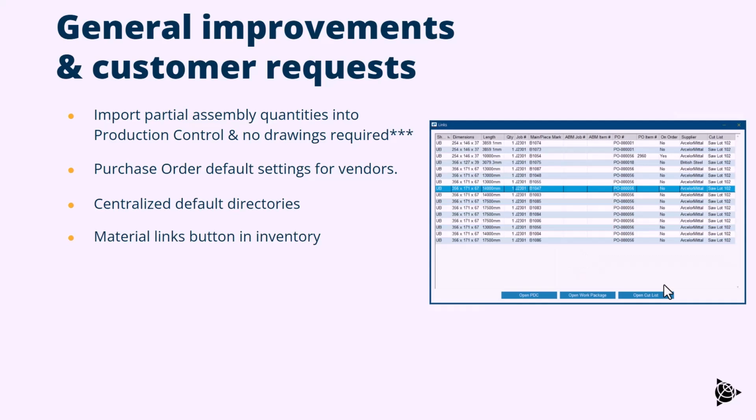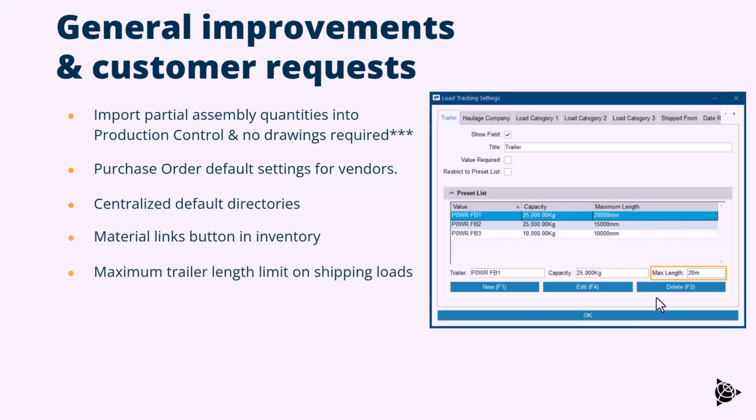We've introduced a new material links button in inventory. So the material links has been within production control for a while now. It's been a popular feature and been requested by several people to have it in inventory. So what this means is we can quickly identify what purchase order something's on or what cut list a piece of inventory is on, and go directly to those external items from that one place.